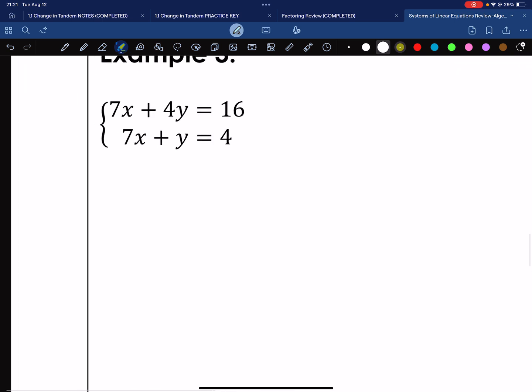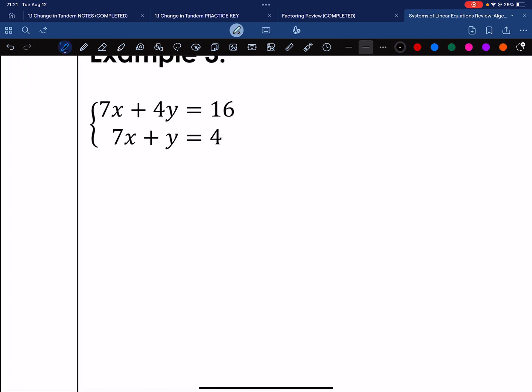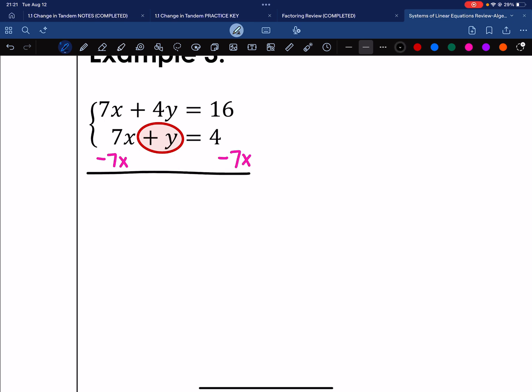Okay. Moving on to the back side, here we go. Let's solve for a variable. So the one that's by itself is this y right here. So to get that by itself, we're going to subtract 7x from both sides. And so that gives us y is equal to 4 minus 7x. Now we can go ahead and plug that in for this y right here. So we have 7x plus 4 times 4 minus 7x equal to 16.